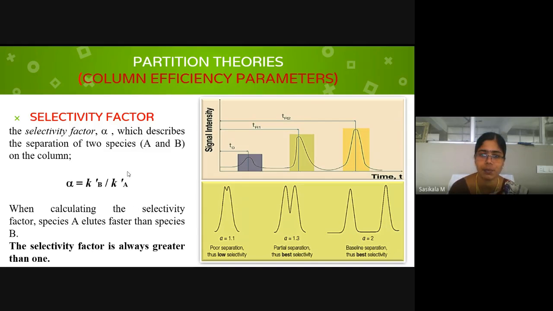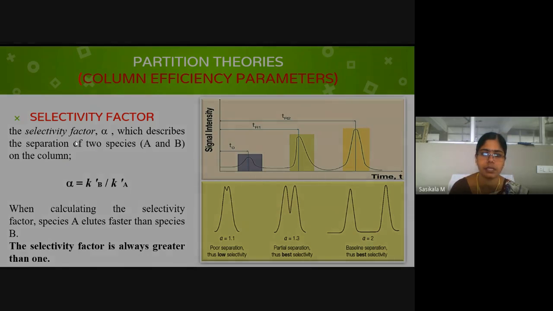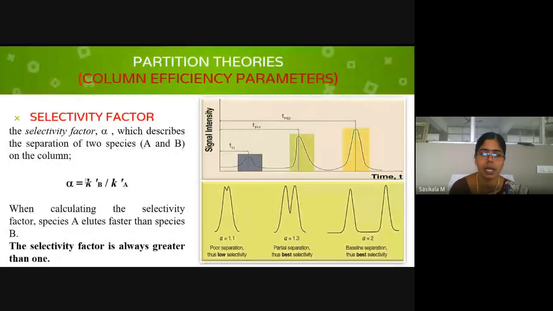This is for the first analyte, which has less retention time, and this has more retention time. You consider this one for A and this one for B, the second molecule. So whichever has the high value is the numerator, and the denominator will be the one with the low value, B and A. K dash represents the capacity factor that we discussed earlier, the migration rate of B and migration rate of A, which will give you the selectivity factor for two components. When calculating the selectivity factor, species A elutes much faster. That's why the retention time is very less for the first compound.